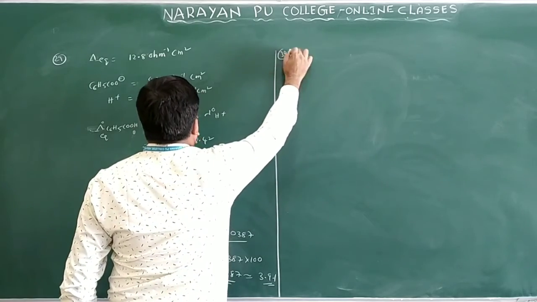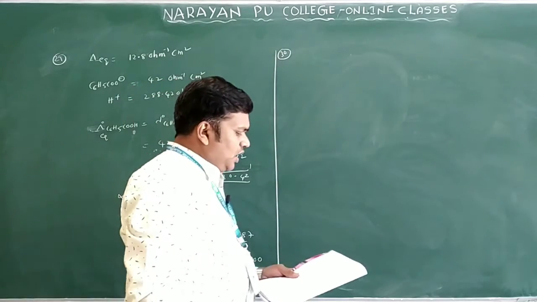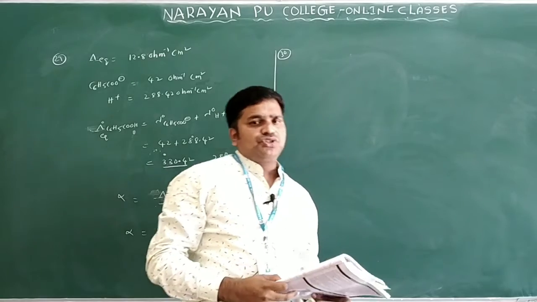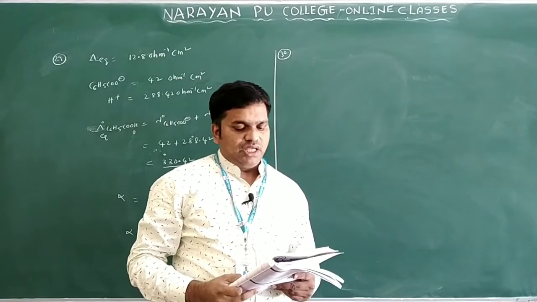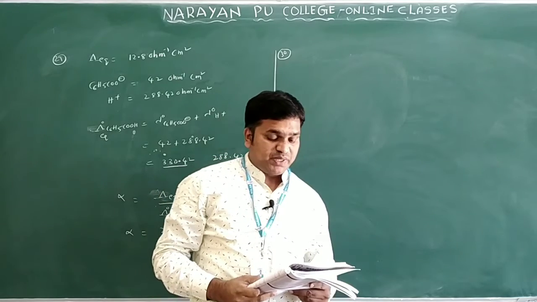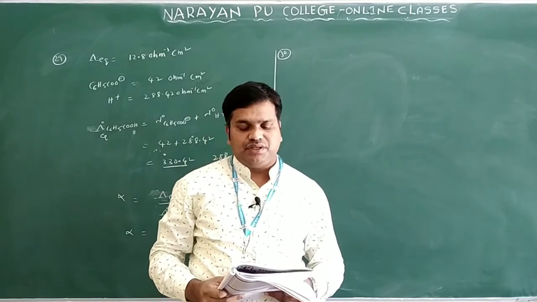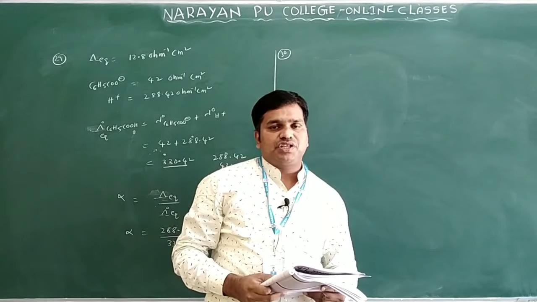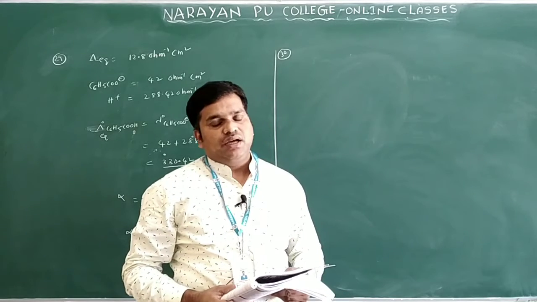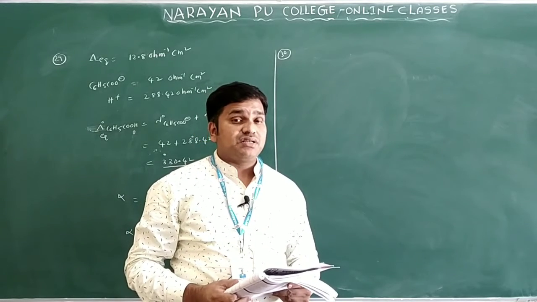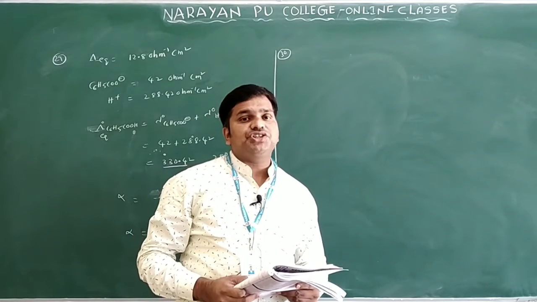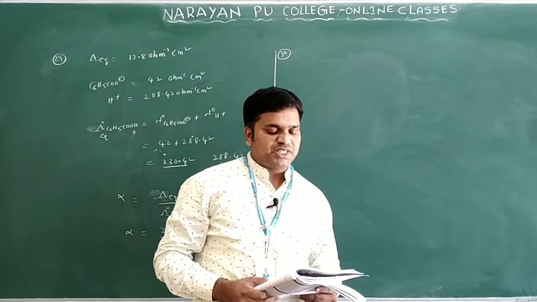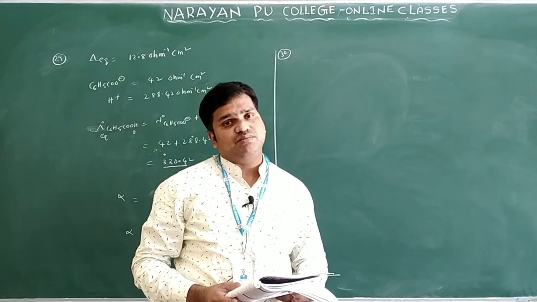Next, question number 30. Unit of ohm inverse is used for. Options are given like this: molar conductivity, equivalent conductivity, specific conductivity, and conductivity. Molar conductivity units are Siemens centimeter square mole inverse, and equivalent conductivity units are Siemens centimeter square equivalent inverse. Here you can see options 3 and 4, specific conductivity and conductivity, both are the same.